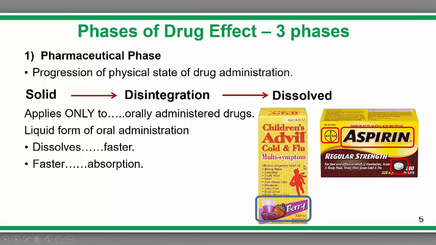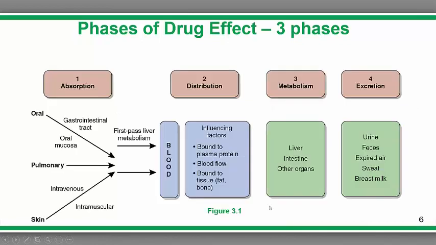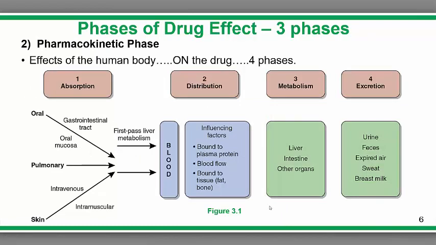On the left-hand side here, we see children's cold and flu Advil, made by Pfizer. And again here, Advil is the brand name for the generic drug ibuprofen, and this comes in liquid form. The second phase of the drug effect is what's called the pharmacokinetic phase.